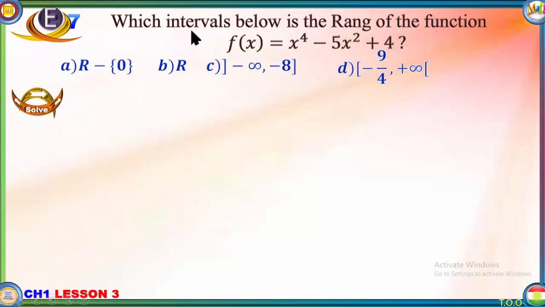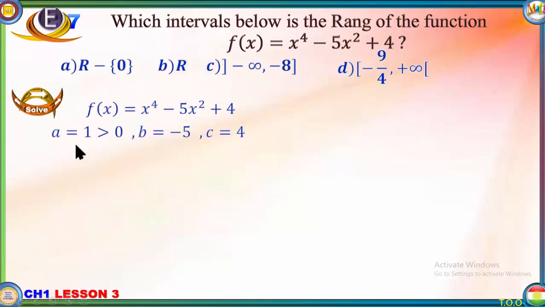Example number 7. Which interval below is the range of the function f of x equals x to the power 4 minus 5x squared plus 4? Comparing with the general form, you get that a is 1 and b is minus 5. Here we cannot find x with the power 1, but we can find x squared. Therefore, x squared equals minus b over 2 times a. Minus b is 5 and 2 times a is 2. Therefore it is 5 over 2.